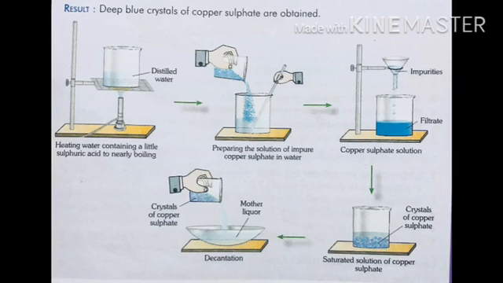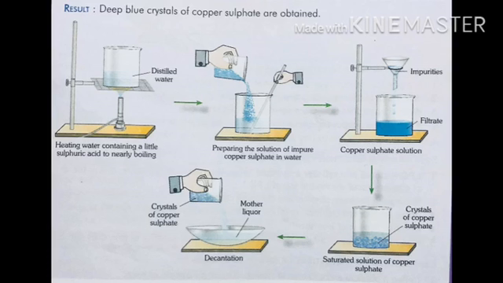Now the result of activity number 8 is that deep blue crystals of copper sulfate are obtained. In this, the first step is we put distilled water in a beaker and add a few drops of sulfuric acid, because acid increases the rate of reaction. Acid is a catalyst, meaning it increases the rate of reaction. Now the second stage is to prepare the solution of the impure copper sulfate in water, meaning we have to add copper sulfate and stir it well with a glass rod.